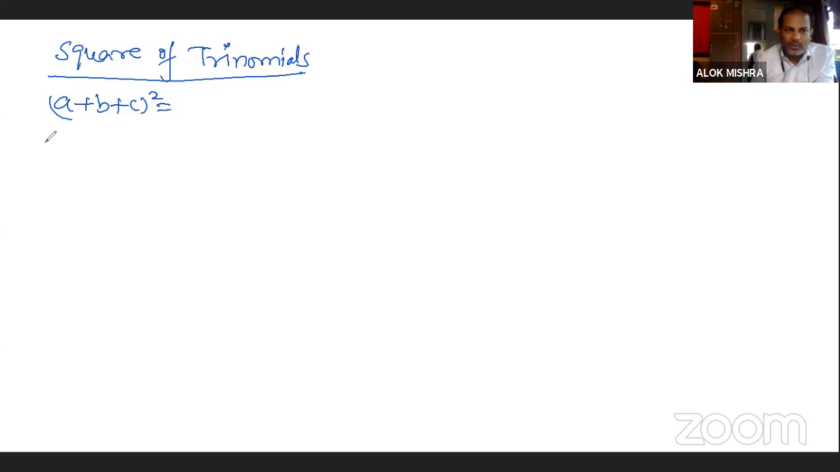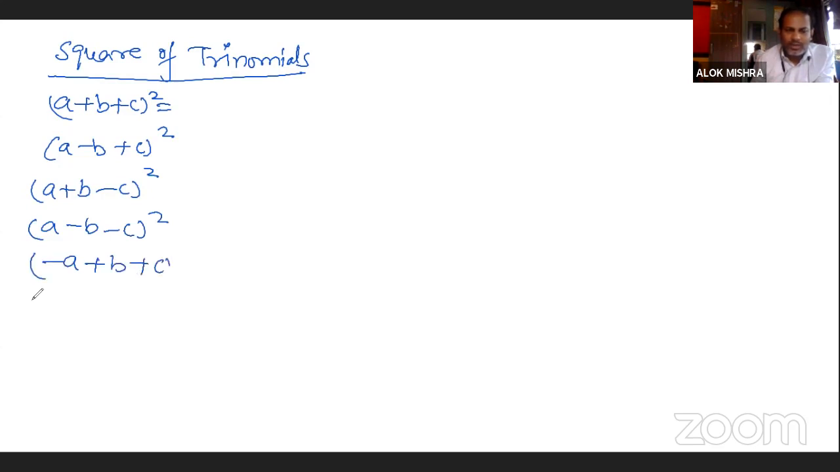What are the different possibilities that we can have in this? The other possibility I can have is a minus b plus c the whole square. Then we can have a plus b minus c the whole square. Then I can have a minus b minus c the whole square. And many more. I can write minus a plus b plus c the whole square. I can keep on writing minus a minus b minus c the whole square and so on. I need not memorize each formula. I just need to learn the concept of writing the formula. Never go for memorizing the formula. In the exams, you may put yourself in trouble if you try to mug up the formula.